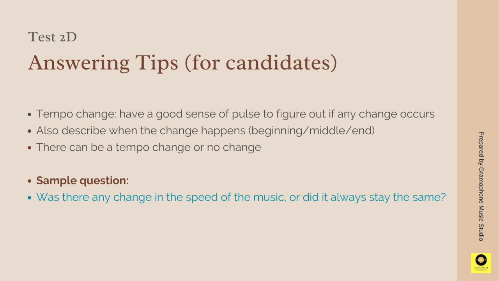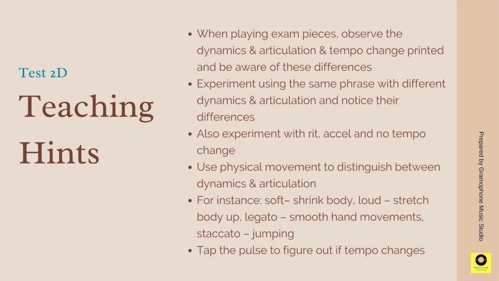The sample question is as such. Was there any change in the speed of the music, or did it always stay the same? As for teaching hints, you can ask the student to observe the dynamics, articulation, and tempo change printed on the sheet music and be aware of these differences.